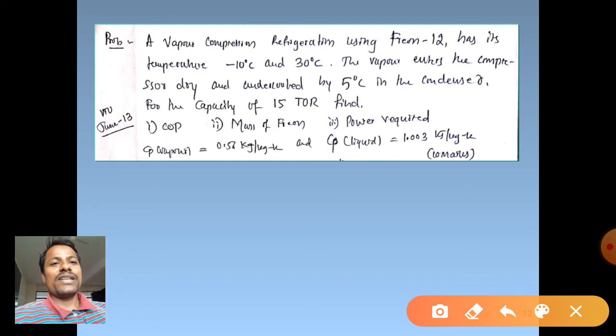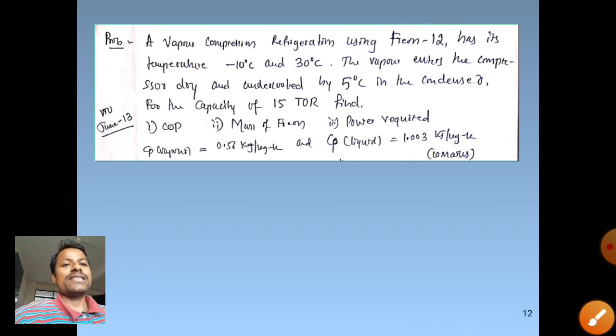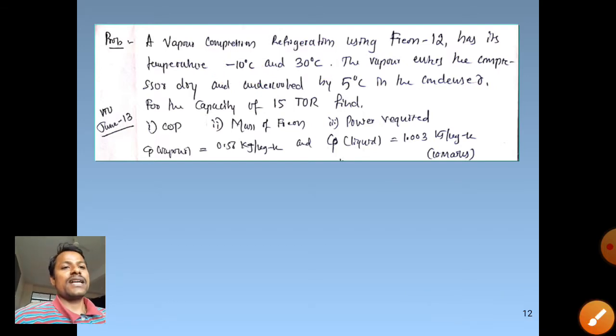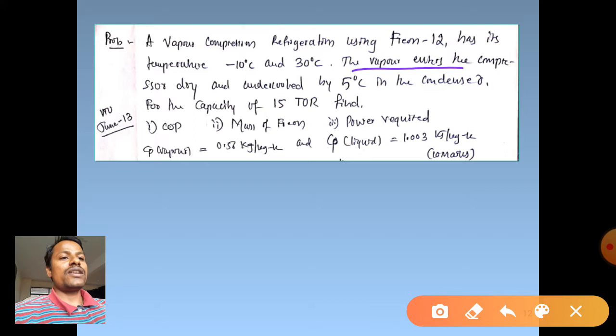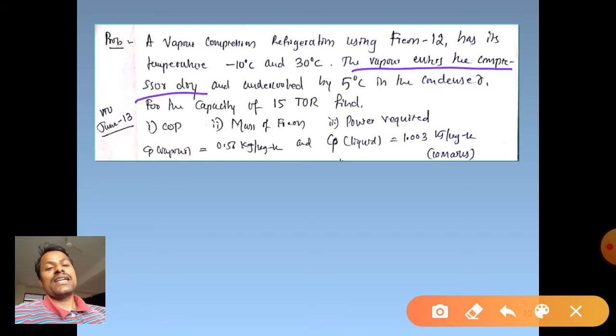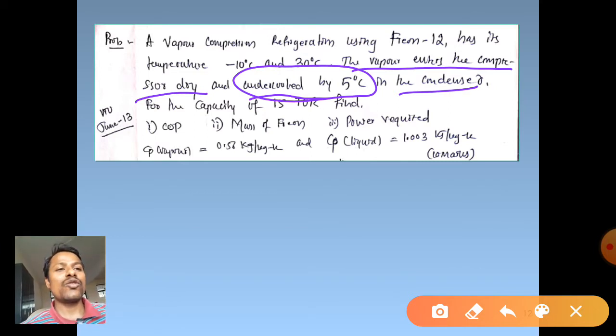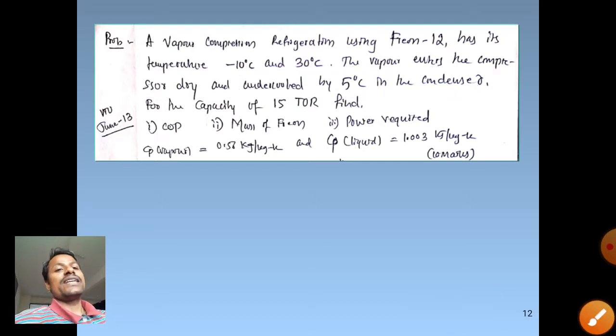Here let me read the problem statement. A vapor compression refrigerator using Freon 12 as a refrigerant has minus 10 degrees Celsius as evaporator temperature, 30 degrees Celsius as condenser temperature. Now the vapor enters the compressor dry, means at the inlet of the compressor the vapor is in dry saturated condition. Then it is undercooled by 5 degrees Celsius in the condenser, means inside the condenser you can fix an undercooler, or at the outlet of the condenser also you can fix an undercooler, but he says inside the condenser only it is undercooled by 5 degrees Celsius.